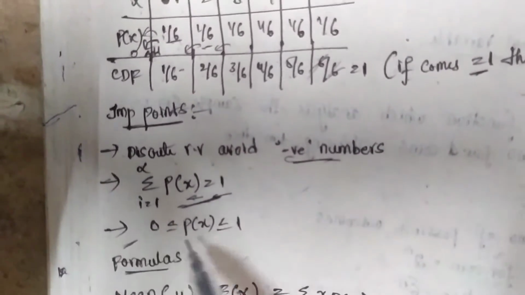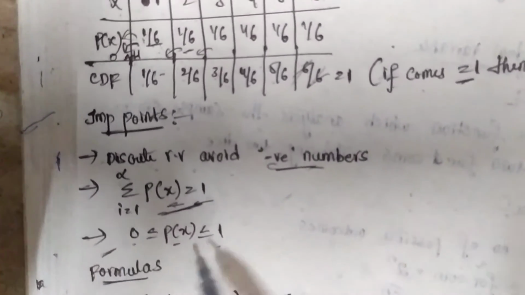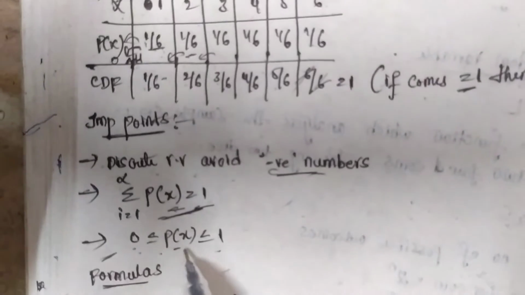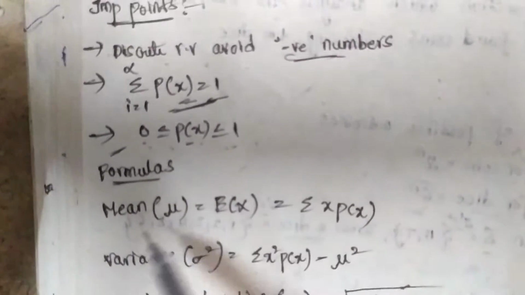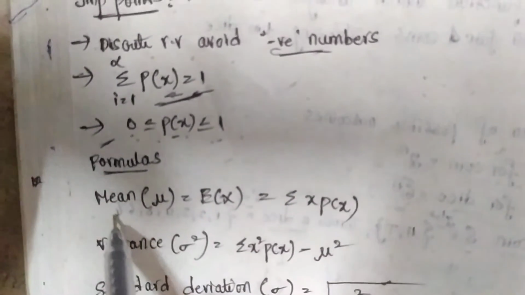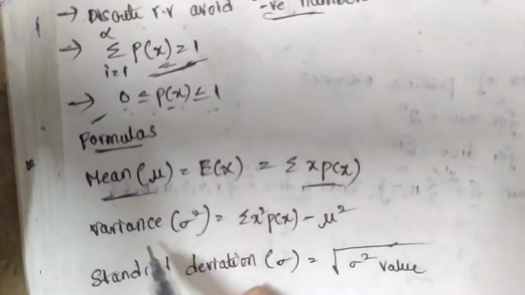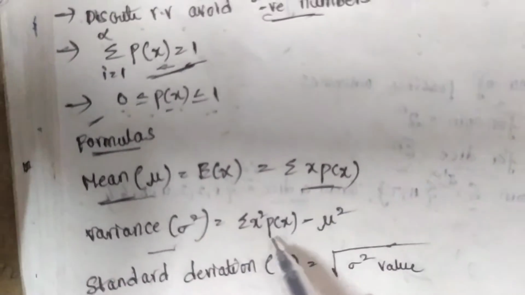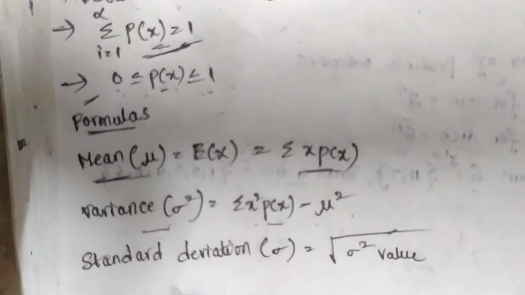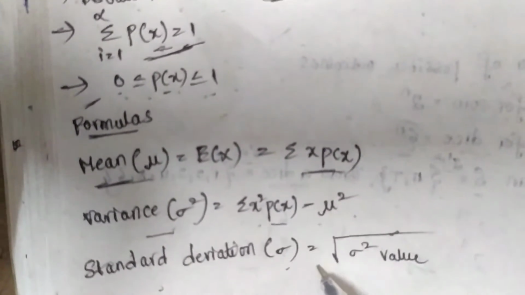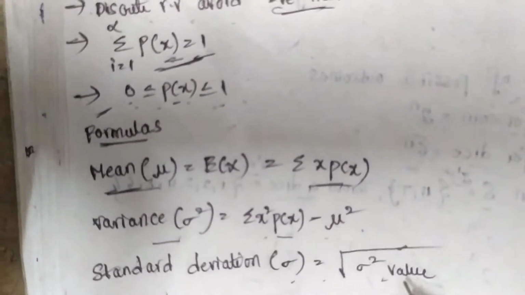The next one is the probability of x lies between 0 and 1, that is 0 less than or equal to p of x less than or equal to 1. The formulas in discrete random variable: the mean mu equals summation x into p of x, whereas variance sigma square equals summation x square p of x minus mu square, whereas standard deviation sigma equals the square root of the variance value, that is sigma square value.